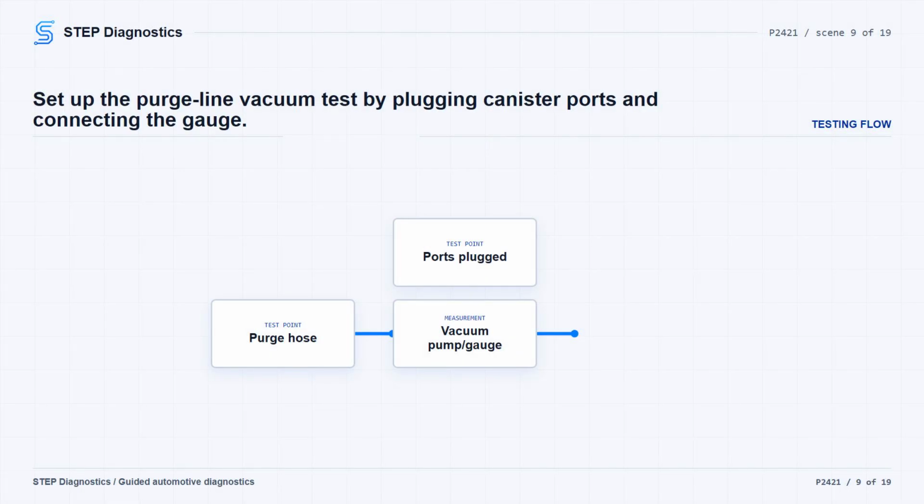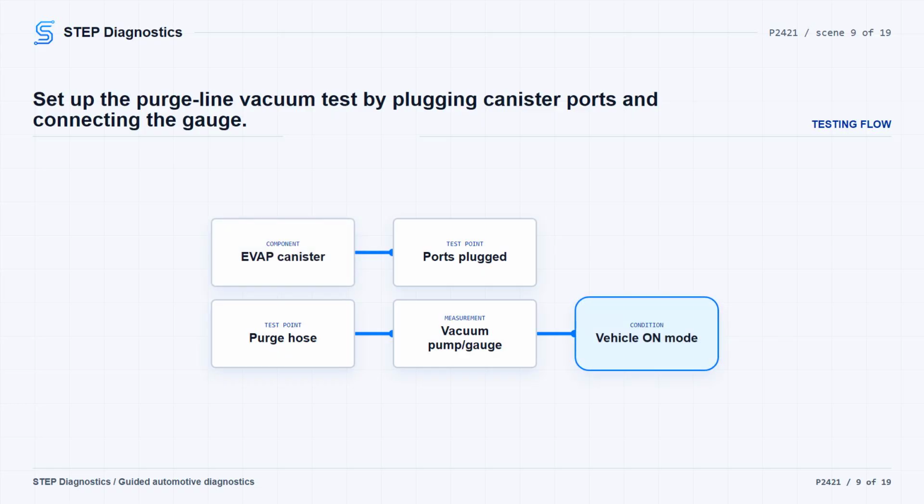Now test the purge line sealing. Disconnect the EVAP canister vent hose and the fuel vent tube from the EVAP canister, then plug each port. In the engine compartment, disconnect the vacuum hose or purge line from the EVAP canister purge valve. Connect a vacuum pump and gauge 0-30 inHg to that hose. Turn the vehicle to the on mode.